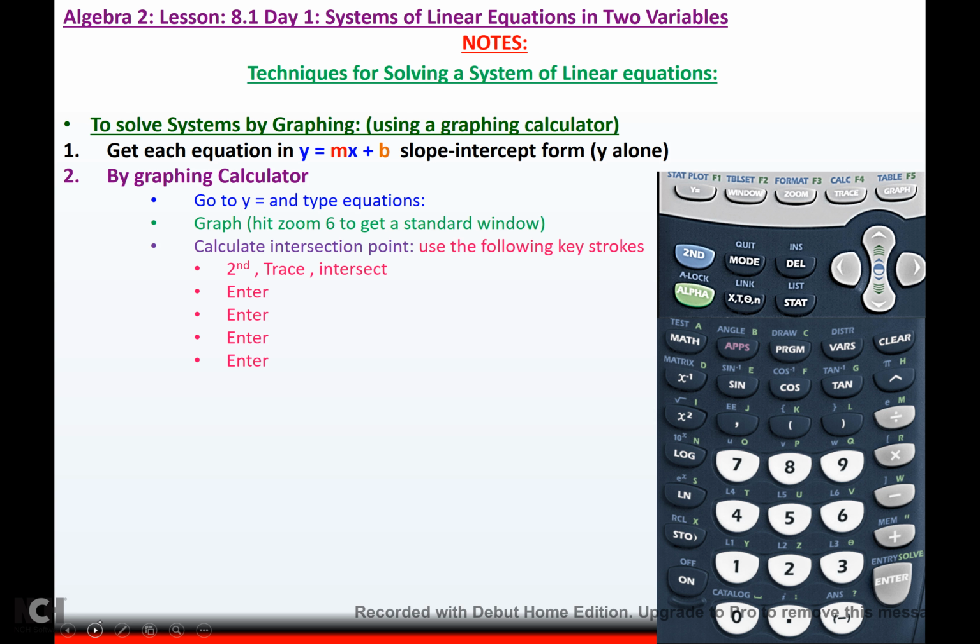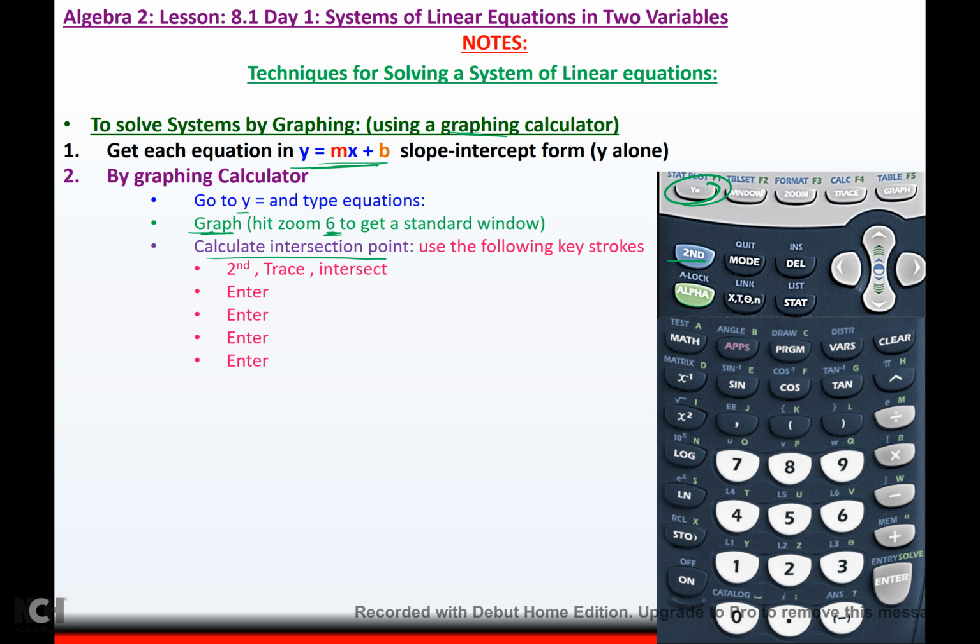Alright, so now we are going to learn some graphing calculator techniques. It says to solve systems by graphing using a graphing calculator, you still have to get y alone. Okay, you still have to get y alone. The calculator doesn't understand an equation unless y is alone. So then you're going to go to y equals, this key right here, and you're going to type in your equations. Then you're going to hit graph or zoom 6 to get a standard window. You might have to change that. And then you're going to calculate the intersection point.